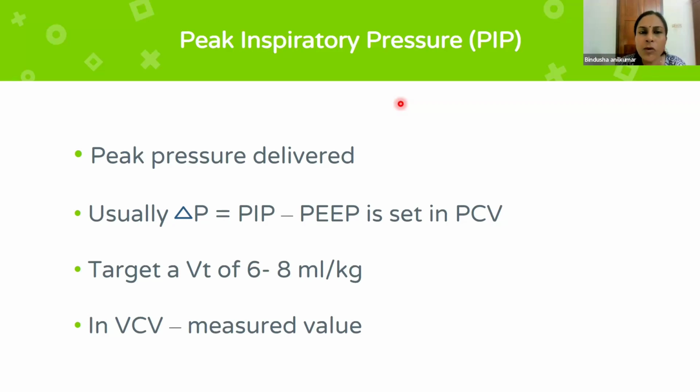Okay. In volume control ventilation, you are actually not setting the PIP. You are only setting the tidal volume, and PIP is the measured value. So you will see that this is the PIP which is generated to give so much of tidal volume.